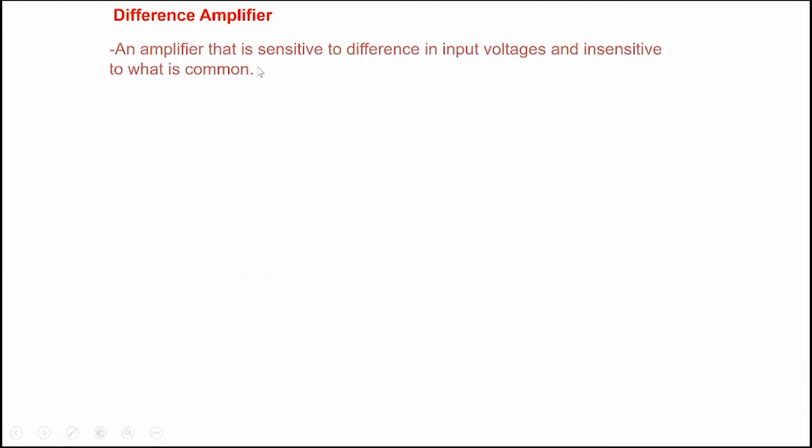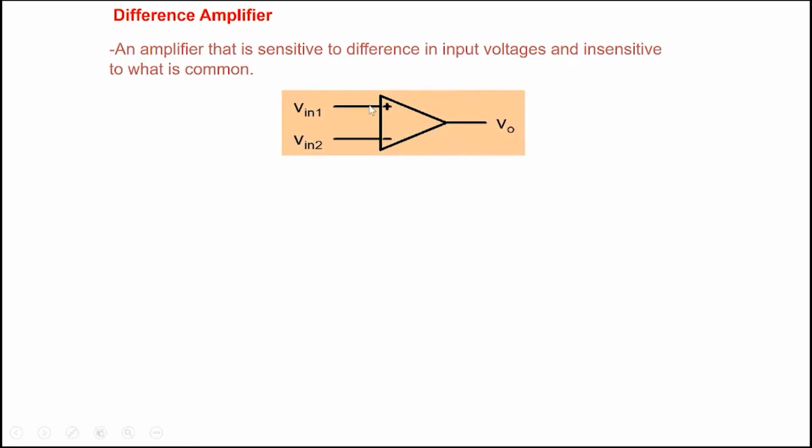So let's start with the background that we need for understanding op-amps. Op-amps are made out of a difference amplifier. So what is a difference amplifier? As its name indicates, there are various kinds of difference amplifiers. We'll consider a case where the difference amplifier has two inputs, V-in1 and V-in2, and one output, V0. The difference amplifier is sensitive to the difference in the input voltage and insensitive to what is common between them.